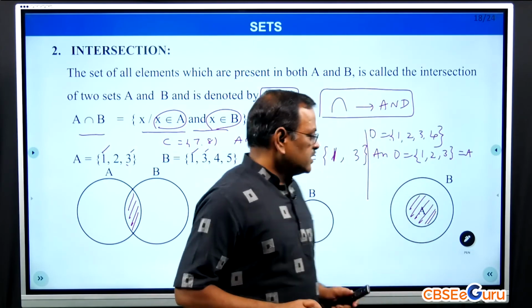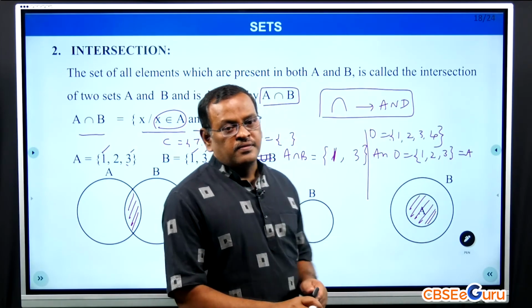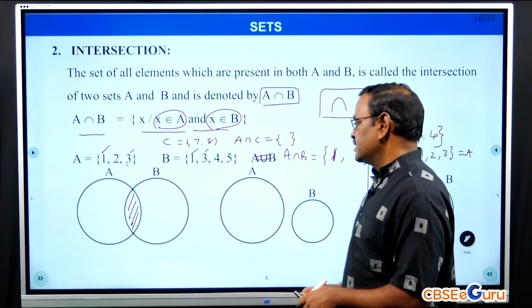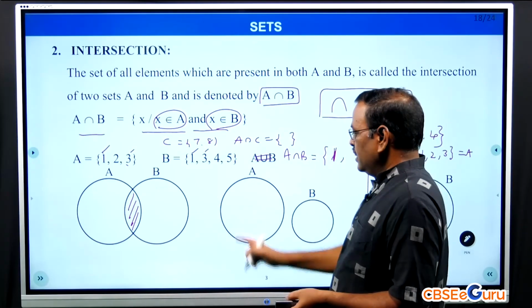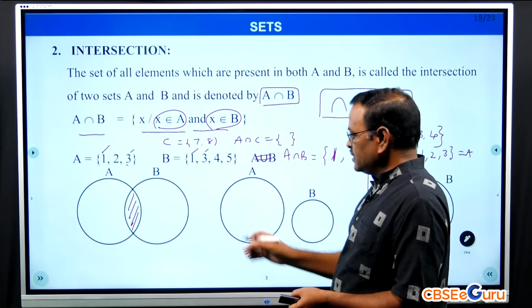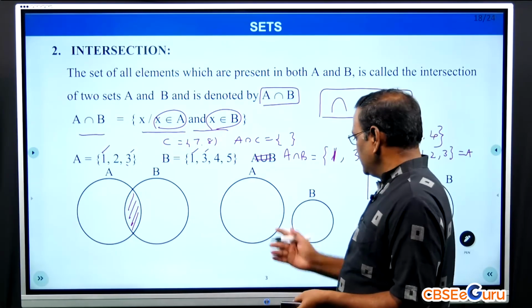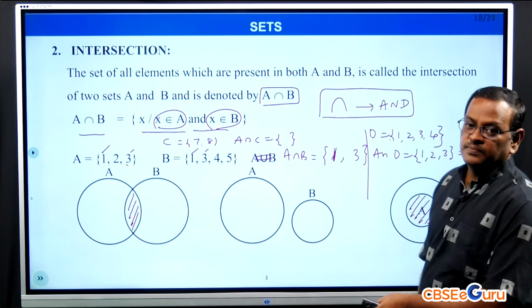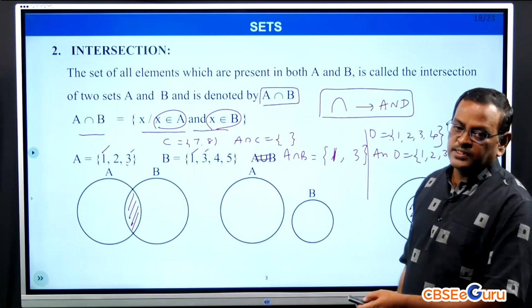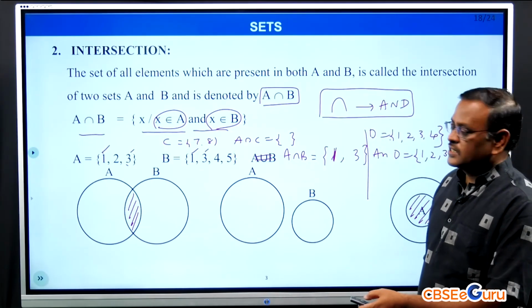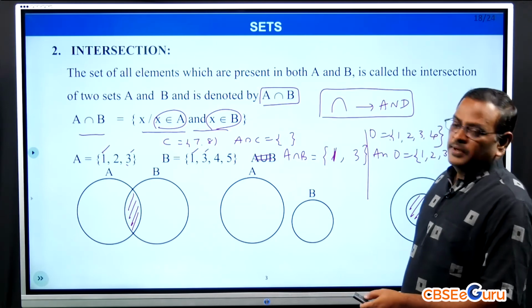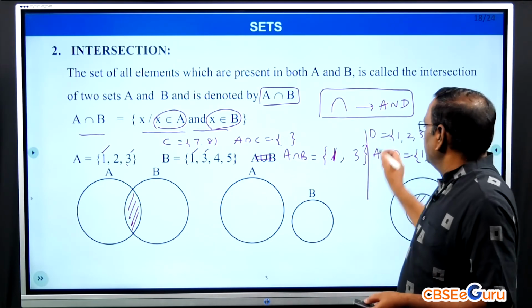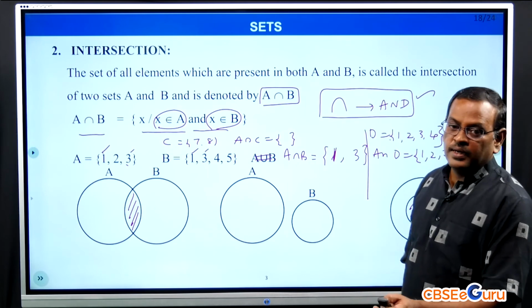Okay. So, this is the second definition, intersection of two sets. Some common area is there, that is joint sets, disjoint sets, subsets. These are all the maximum possibilities for two sets. So, what is the meaning of intersection? Intersection is nothing but only the common elements.